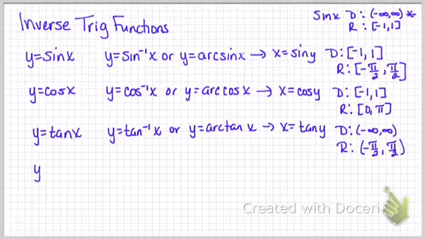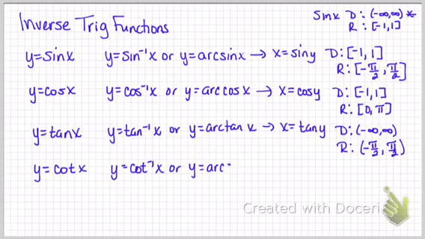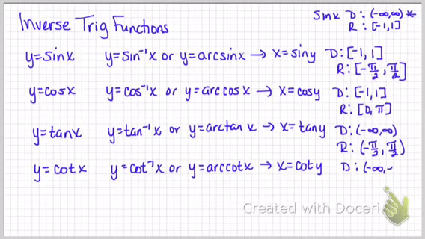So we have y equals cotangent of x is the next one they talk about. So we could write that as y equals the inverse cotangent of x, or y equals the arc cotangent of x, which all that means is that x is equal to cotangent of y. Its domain is going to be negative infinity to infinity, and its range is going to be 0 to pi, not including them.